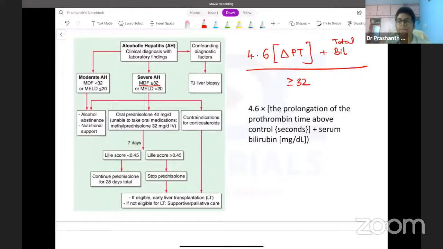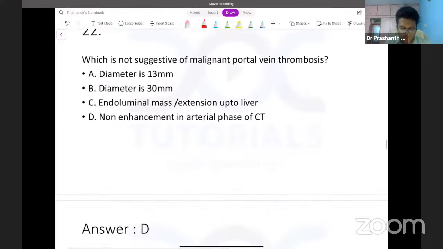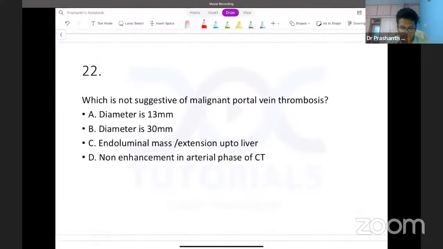Sometimes they might ask, MELD score more than what would you consider steroids? You would be considering it if the MELD score is more than 20. The third question that may be asked in this particular table is about the Lille score. Know that if the Lille score is more than or equal to 0.45, you would stop steroids at day 7. These are the questions they may ask.